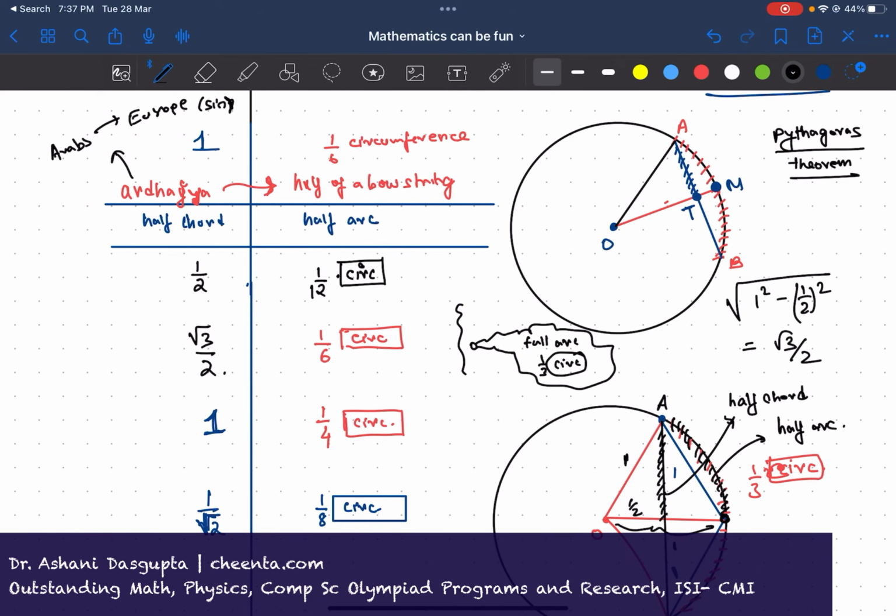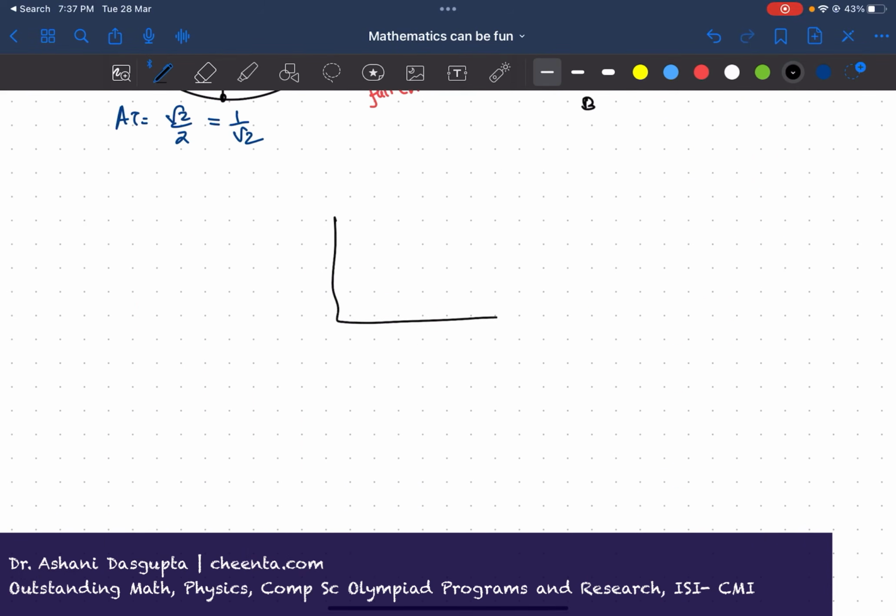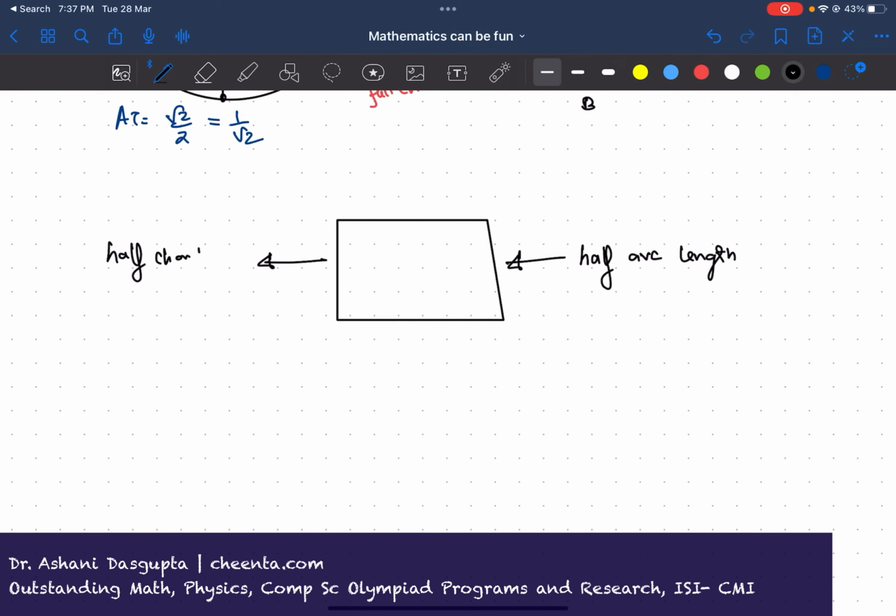So what we have essentially done is created a table for something called the sine function. So what is the sine function? The sine function takes input of the half arc length and gives output as the half chord length. That's what the sine function does.